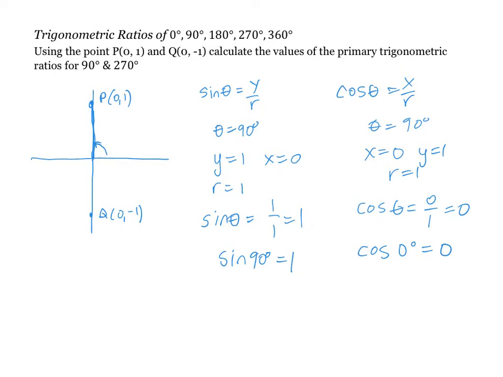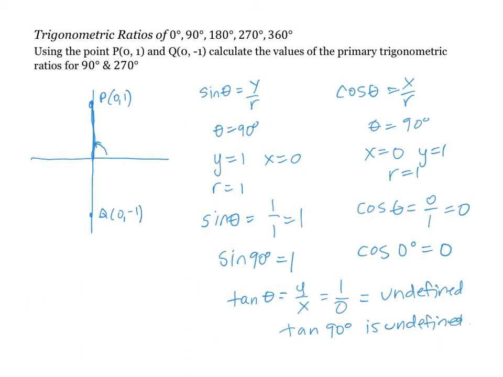Okay, now let's look at tangent. Tan of theta equals y over x. In this case, y is 1, x is 0, so therefore it is undefined. So there is no tangent of 90 degrees, which is the truth.